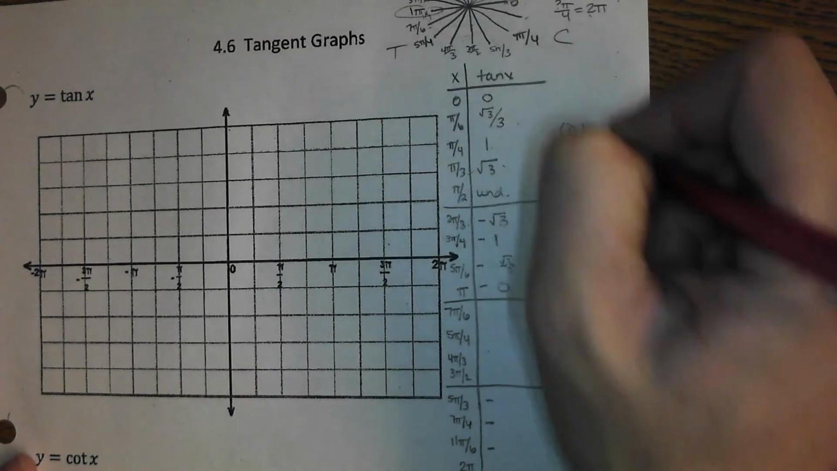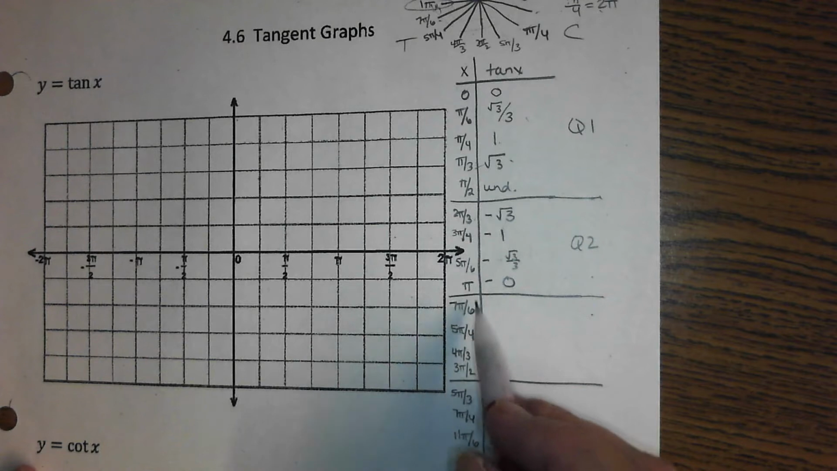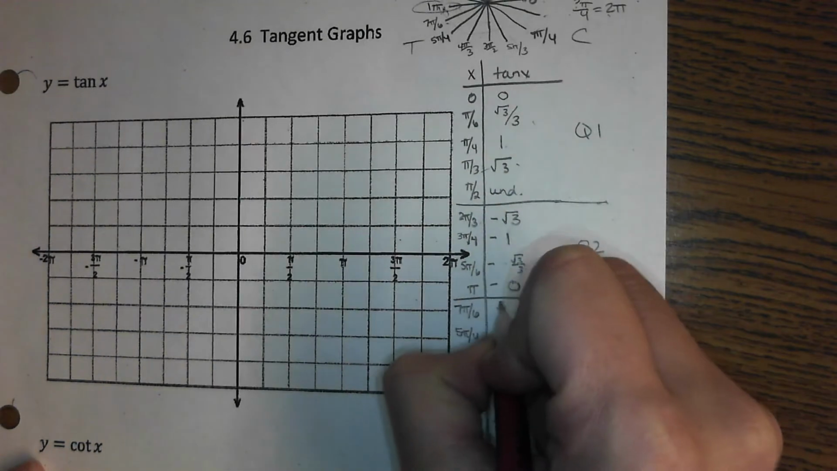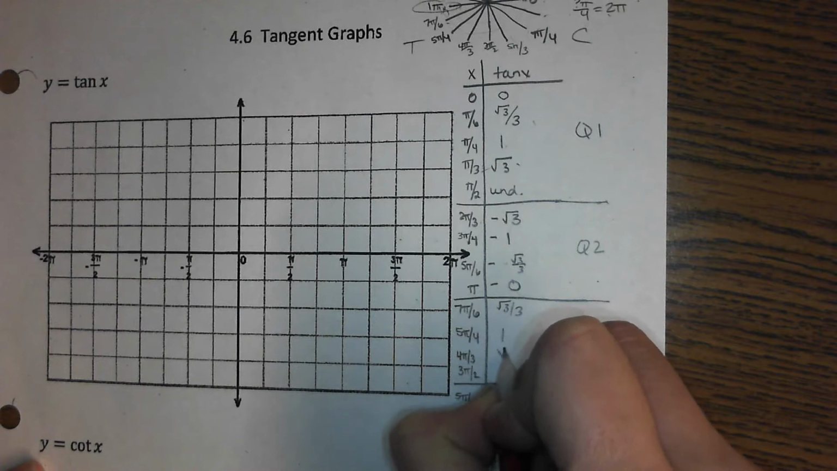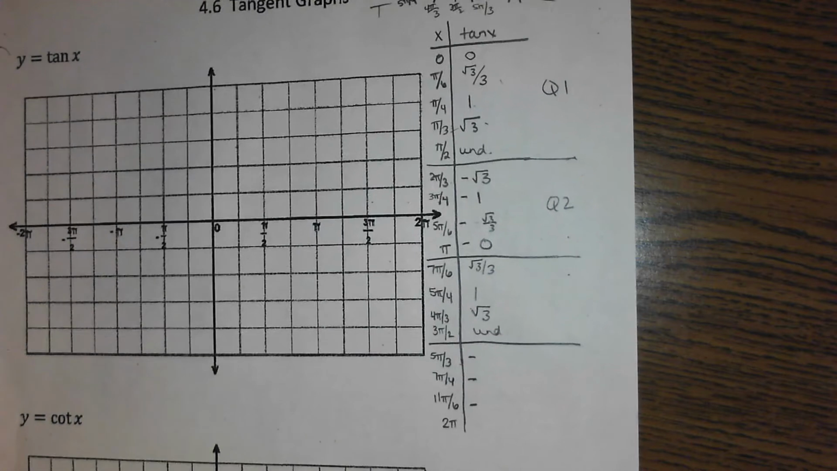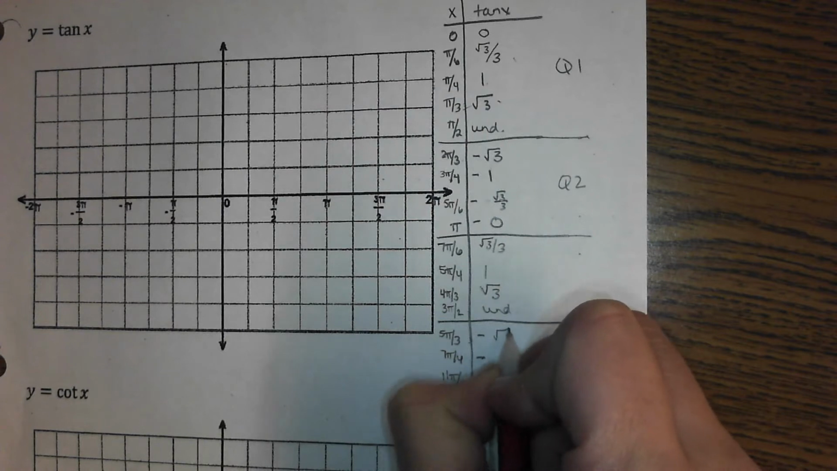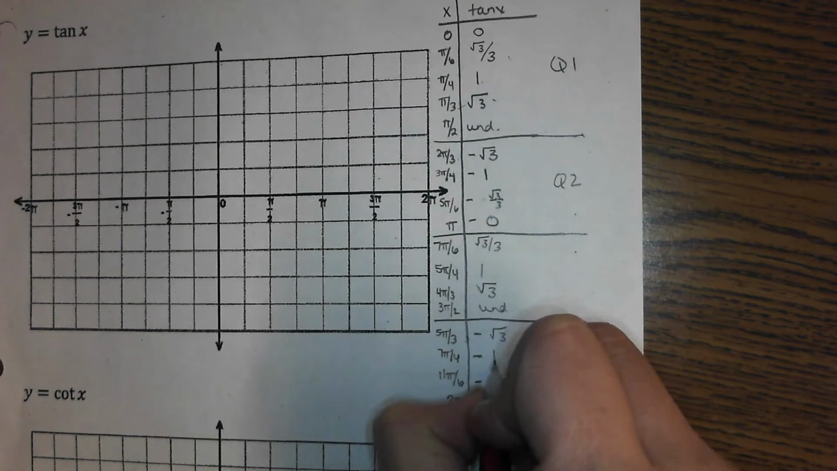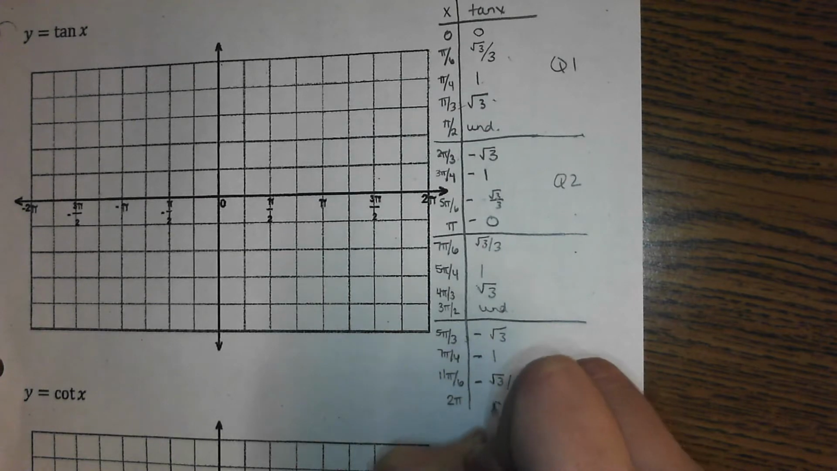So this is Q1, this is Q2, we jump into Q3, so we're positive again, so 7 pi over 6 is going to be the same as pi over 6, pi over 4, pi over 3, and then undefined again. And then 5 pi over 3 is going to mimic the pi over 3, but with a negative, a 1, a root 3 over 3, and a 0.